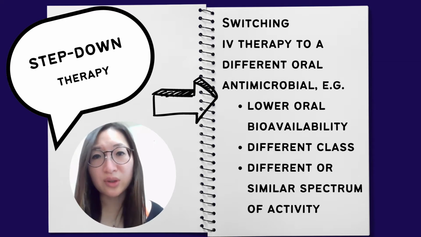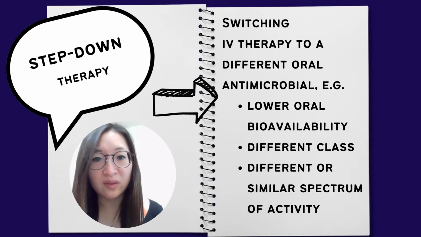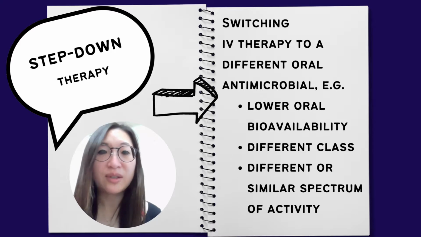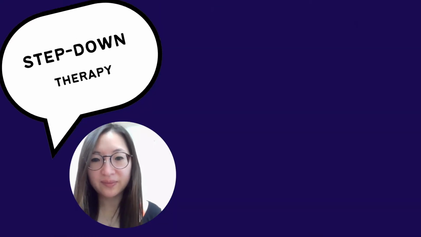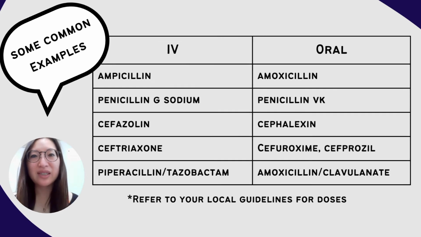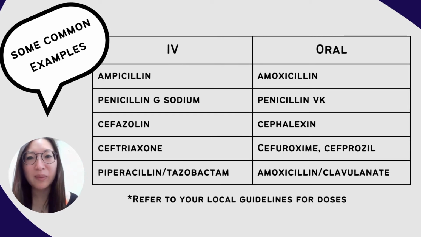Step-down IV to oral switch refers to changing the IV antimicrobial agent to a different oral agent. In contrast to sequential therapy, the oral agent in this case may have lower oral bioavailability, it may be in a different class, or it may have a similar or different spectrum of activity. In this slide here, I've listed some common IV to oral step-down examples that I see in my practice. The first example is switching from IV ampicillin to oral amoxicillin. They're two different drugs, but have similar spectrum of activity.